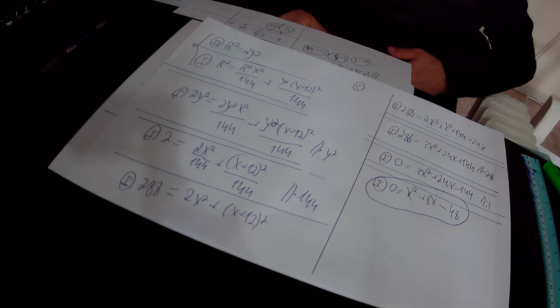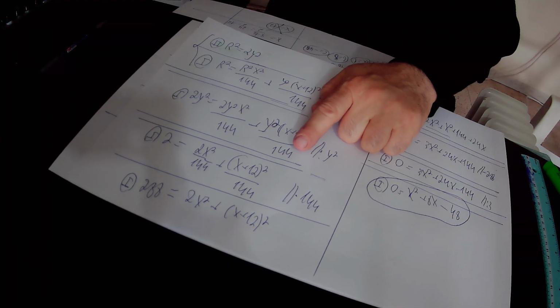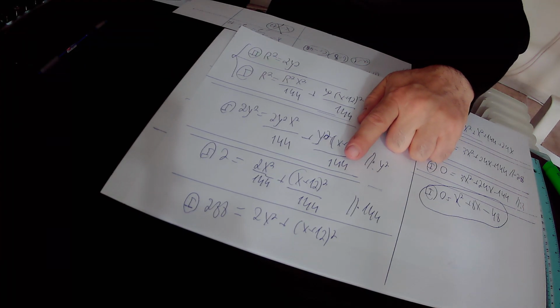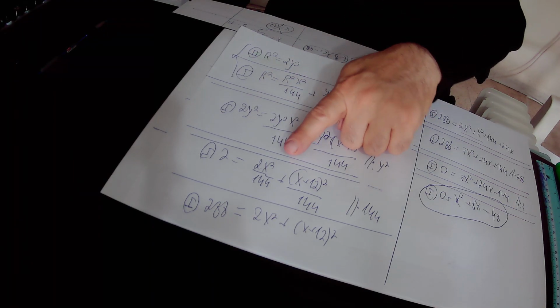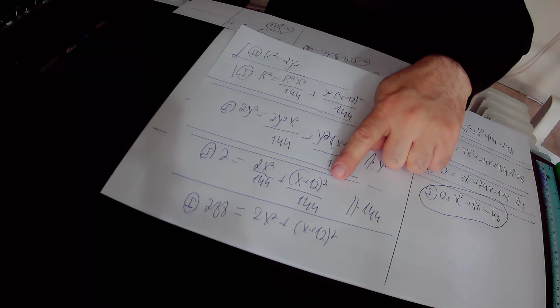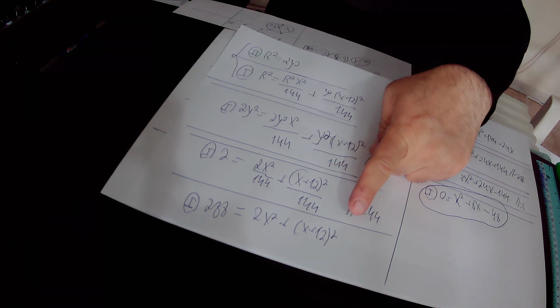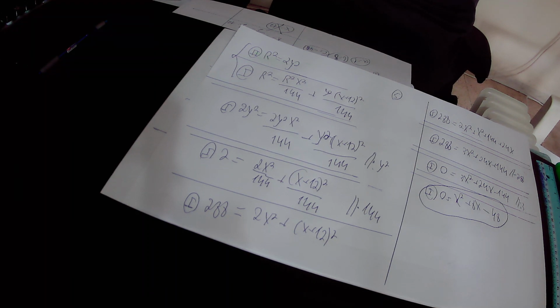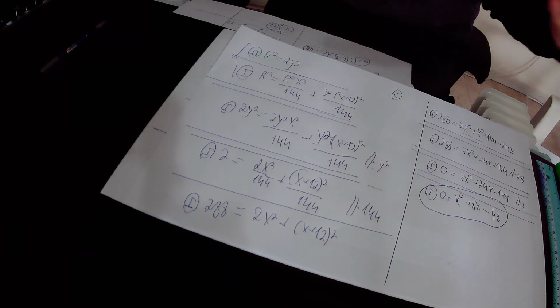Here we multiplied equation 1 by 144, and found that 2 times 144 is 288. Here 144 will get cancelled, and we are left with only 2x squared. Here 144 will also get cancelled, and we are left with only (x plus 12) squared. So according to equation 1, 288 equals 2x squared plus (x plus 12) squared.